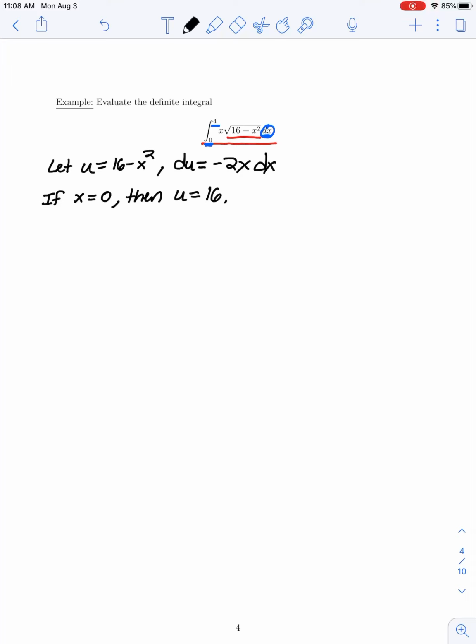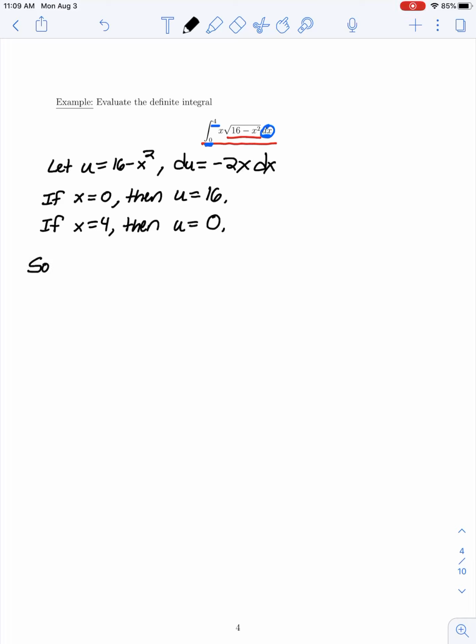And we need to also change our upper limit of integration to a u value. So for the given integral, we had an upper limit of x equals 4. So if x is equal to 4, then we need to know what our u value is. Now u is 16 minus x squared. So if x is 4, we would have 16 minus 16, or 0.